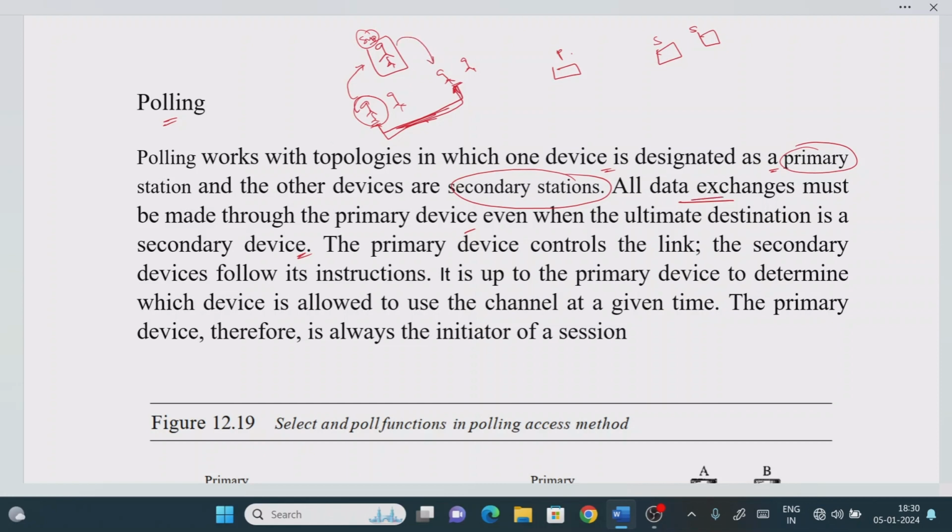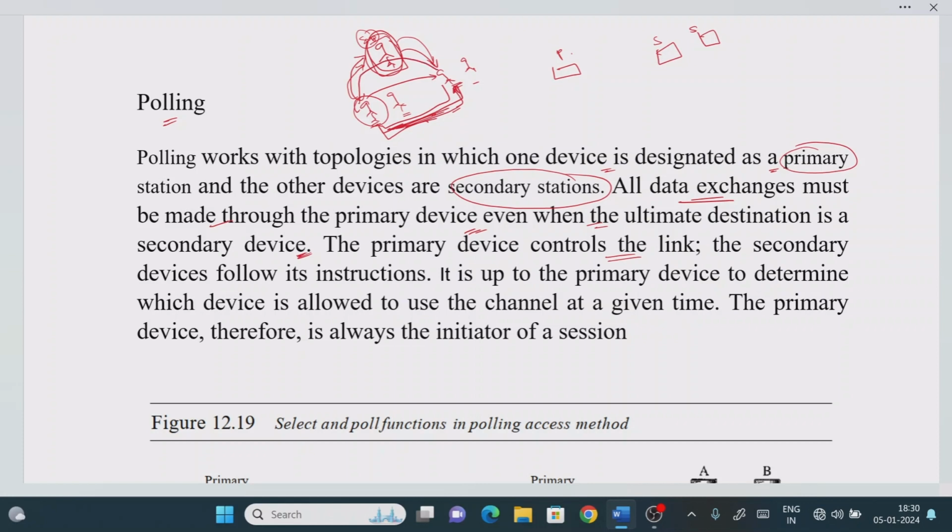So all the data exchange must be made through the primary device, even when the ultimate destination is a secondary device, right? The primary device controls the link. It means this primary device, or superman, controls each and every secondary device, the normal persons. If you want to say something, you cannot talk directly from this person to that person. You first inform the superpower, then the superpower informs the destination. Instead of exchanging information directly, it is exchanged through the primary station.